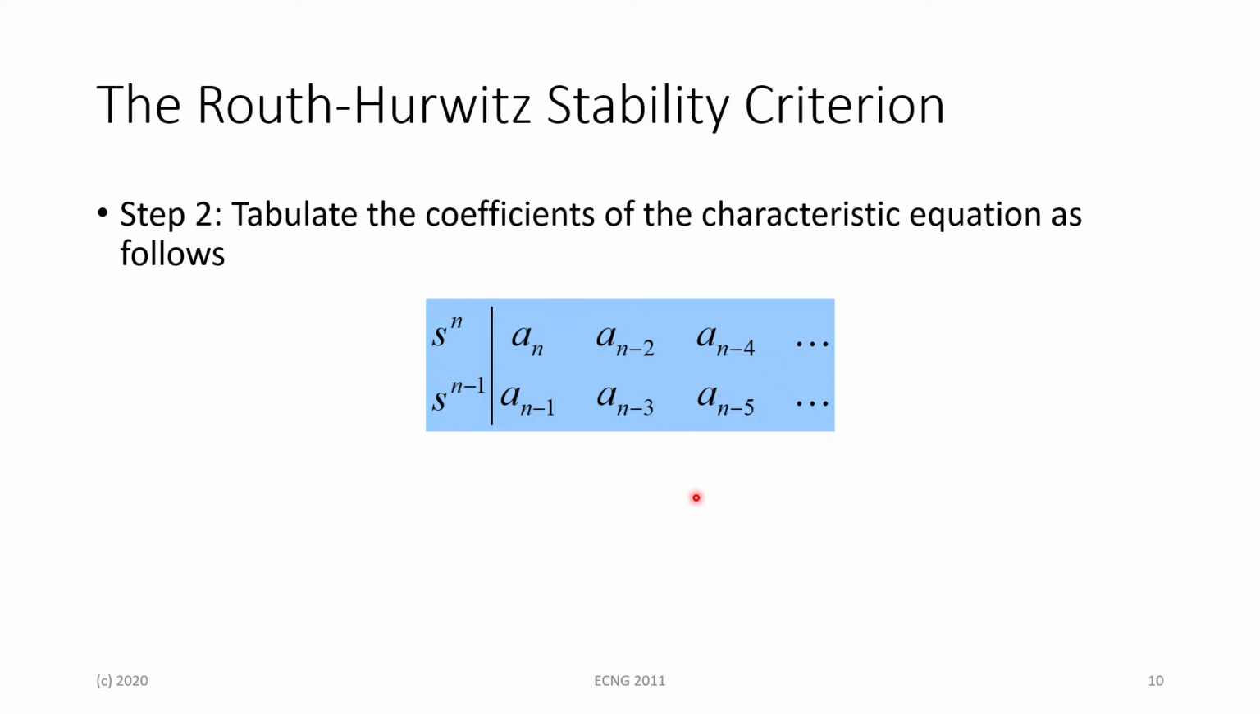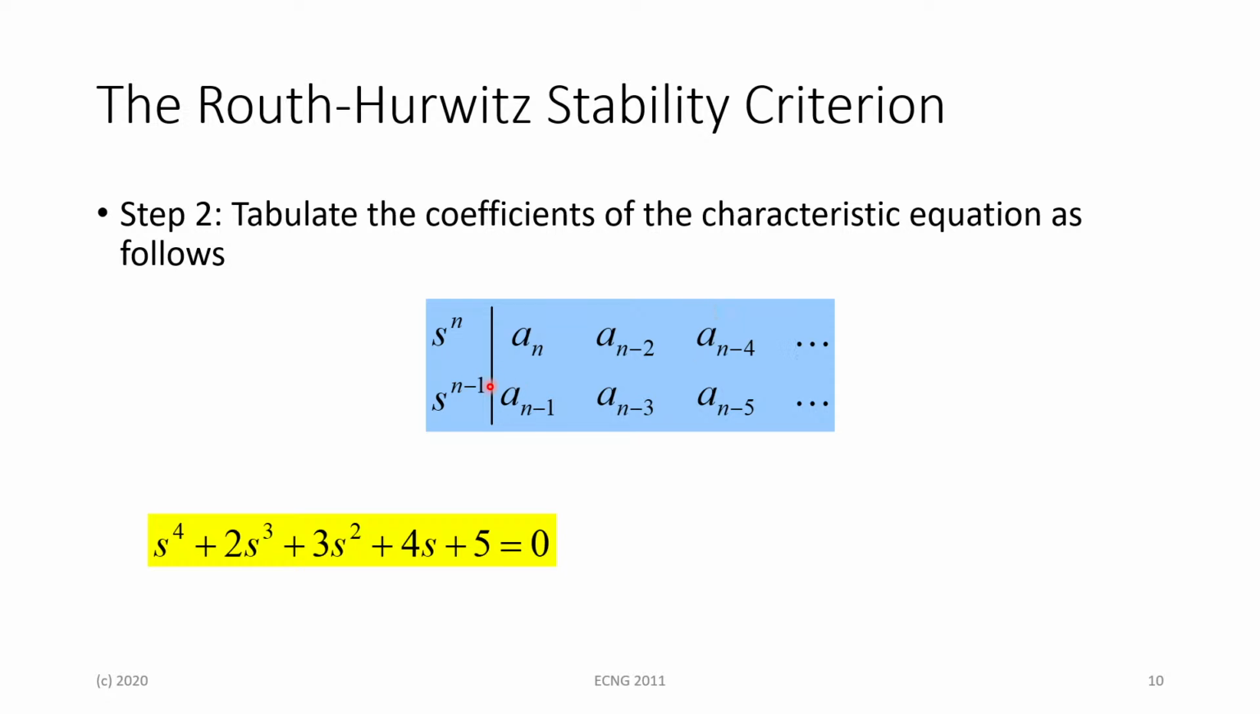Once we have that descending powers of s form for our characteristic equation, we can tabulate the coefficients into the Routh-Hurwitz table as follows. In this particular case, the highest power of s is an even power. So the first row of our table will be coefficients of even powers of s, meaning this would be the s to the power 4 coefficient, the next is the s squared coefficient, and then the s to the 0 coefficient.